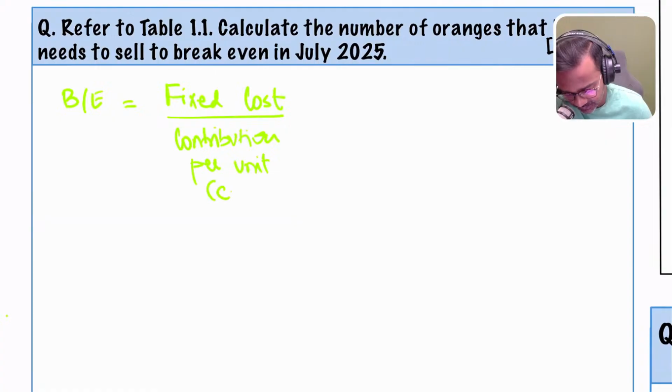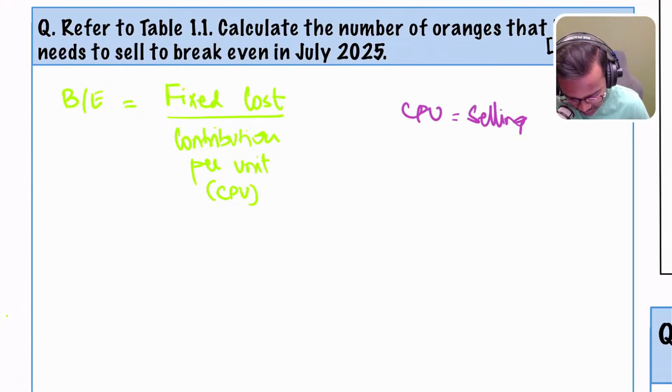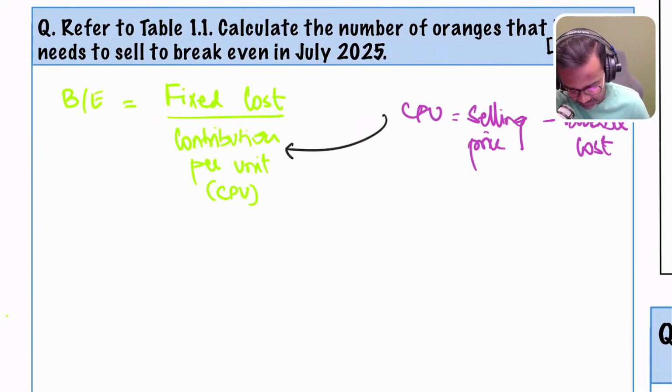Okay, simply call that CPU. And we know that CPU is selling price minus variable cost. Okay, so once you calculate CPU, then you present it in the formula.